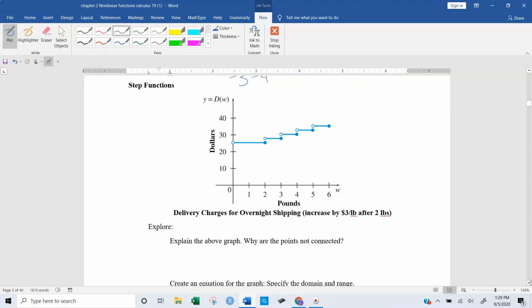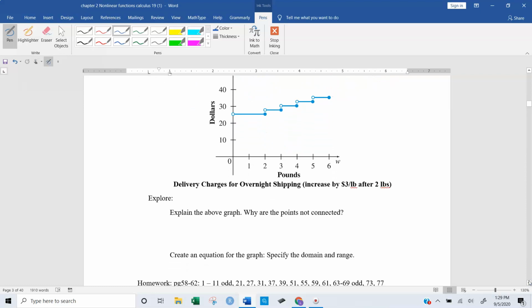All right, this is a piecewise function. I'd really like you to pause and give it a shot just to see how you do. All right, why are the points not connected? And the reason is it increases $3 every pound. It doesn't allow for fractional increases. So it increases $3 a pound.